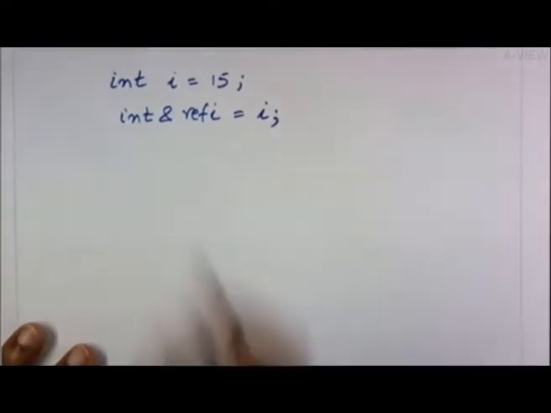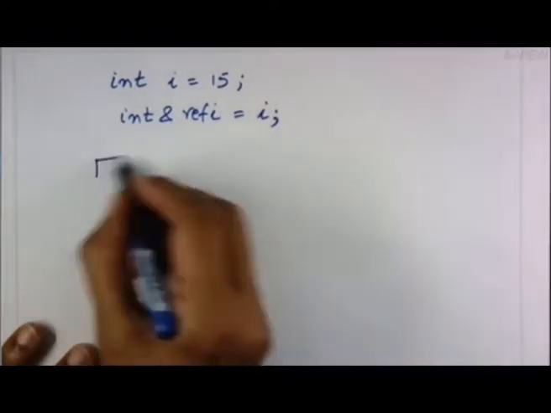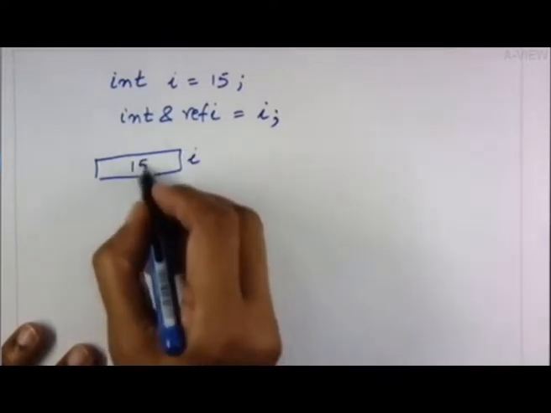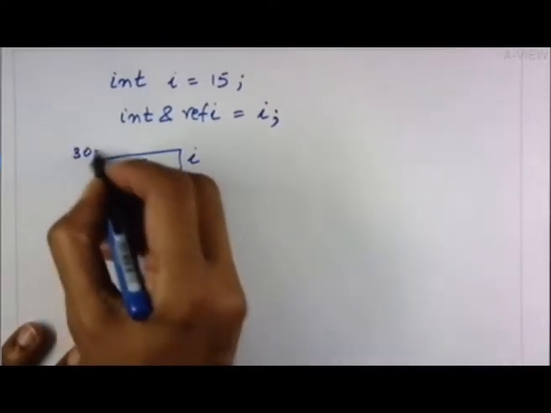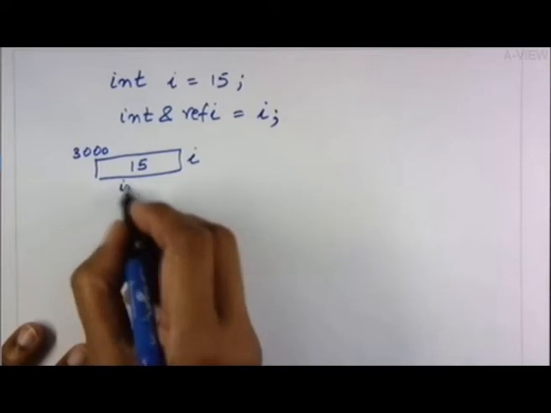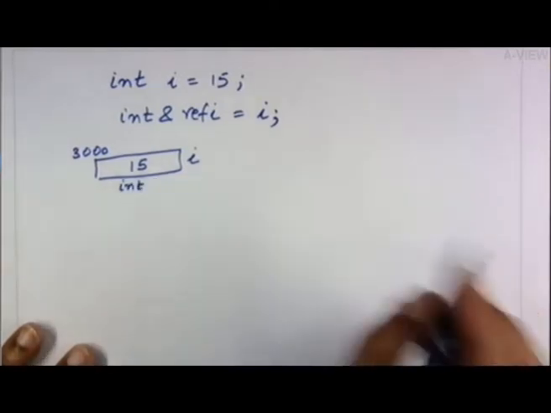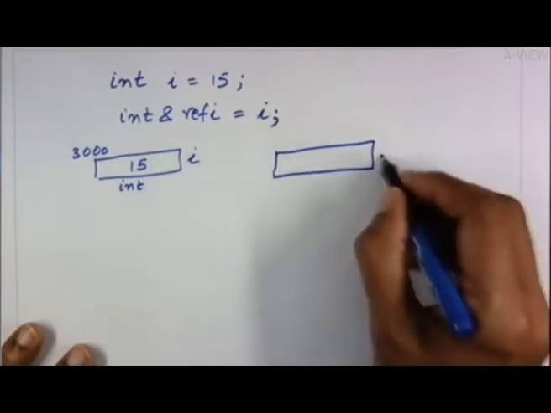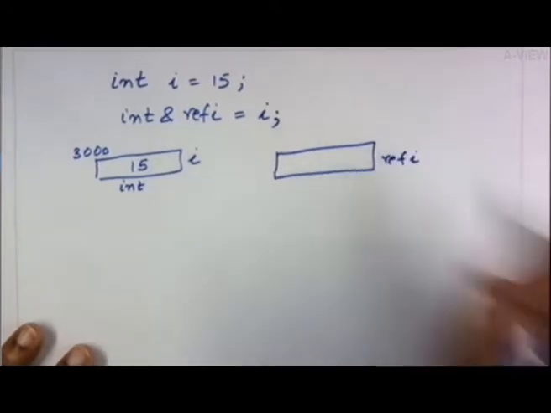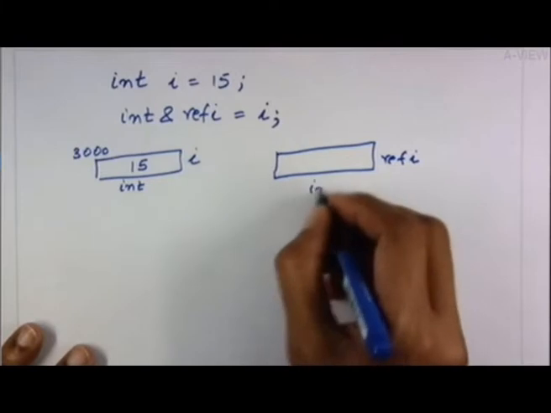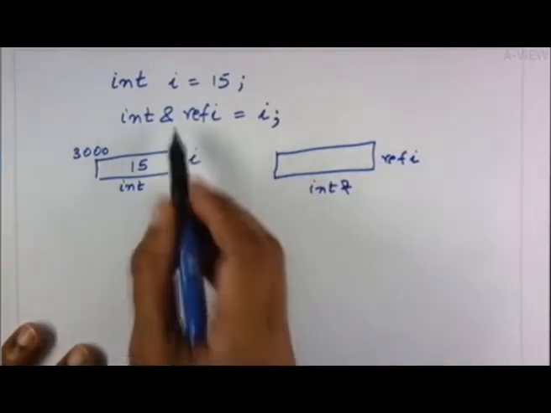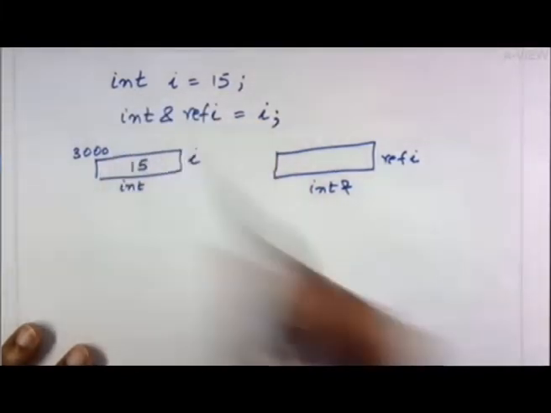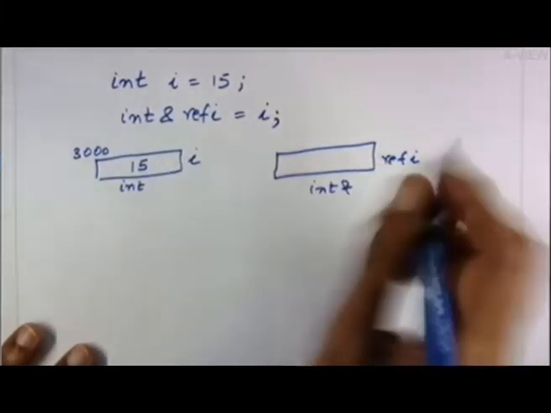Okay, now what is happening inside, which will never be seen by you, but let me give you a feel. Here is I, R value 15, let's say L value is 3000, type is integer. I'm writing all the relevant entities. Ref I is yet another different variable, different object, so here is the name. The type is int and, everything to the left of the declaration is the type, for I it is int, ref I it is int and. The value inside I am about to show you.